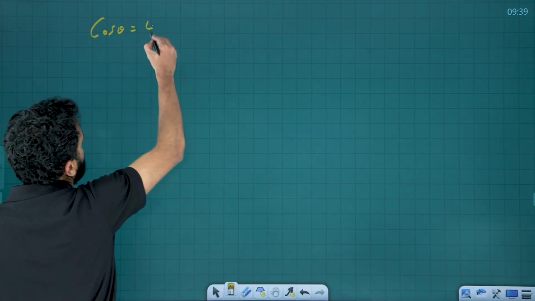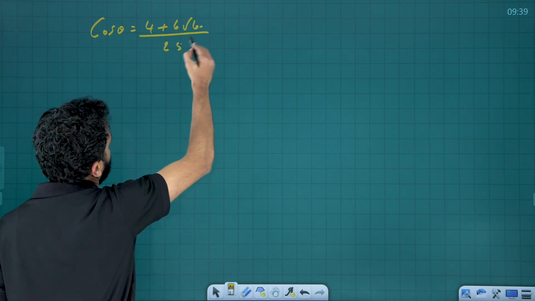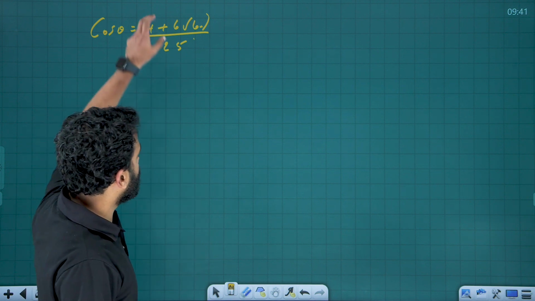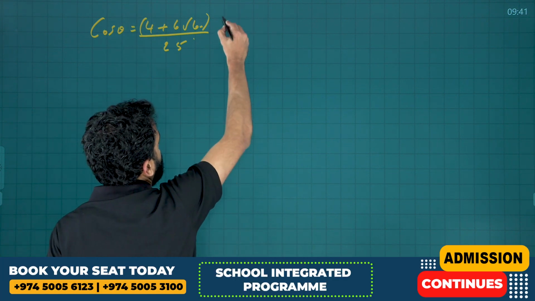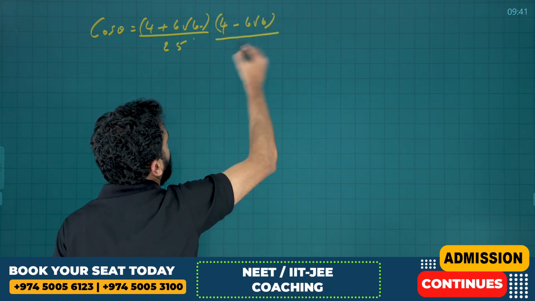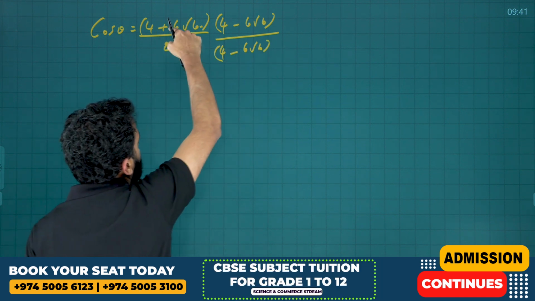Cos theta is equal to (4 plus 6 root 6) divided by 25. So this is what cos theta is. Now we're going to multiply the corresponding conjugate of the numerator on the numerator and denominator. Therefore it will be (4 minus 6 root 6) divided by (4 minus 6 root 6). So this is (a plus b) into (a minus b).